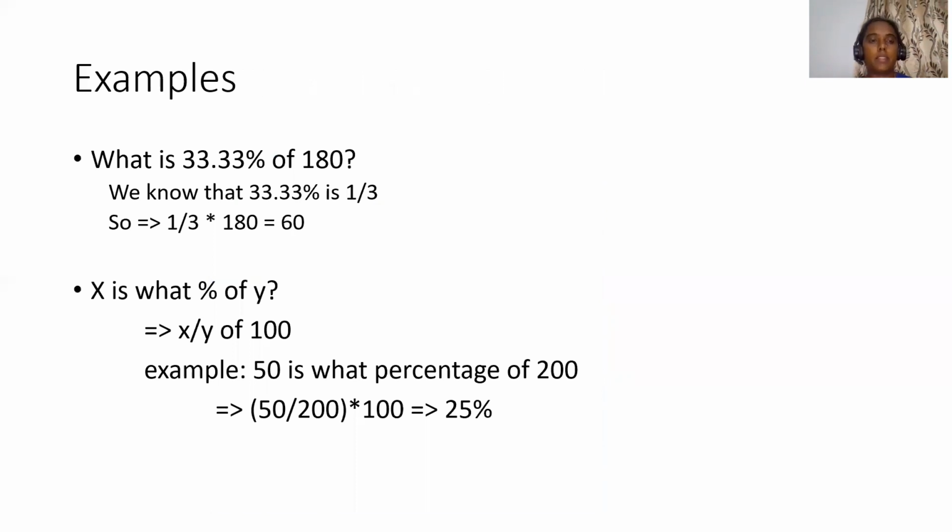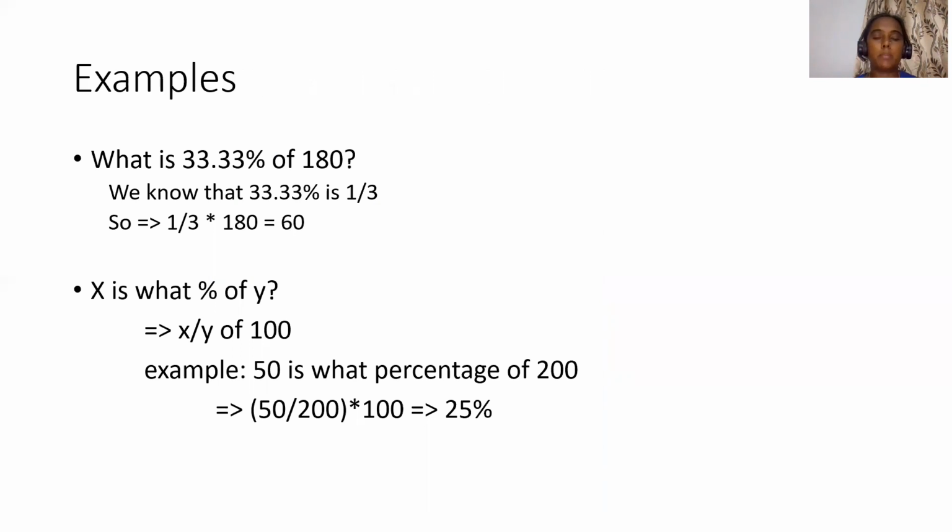So let's go for some examples. What is 33.33% of 180? We know that 33.33% is nothing but 1 by 3. So 1 by 3 into 180 is equal to 60. So 33.33% of 180 is 60.